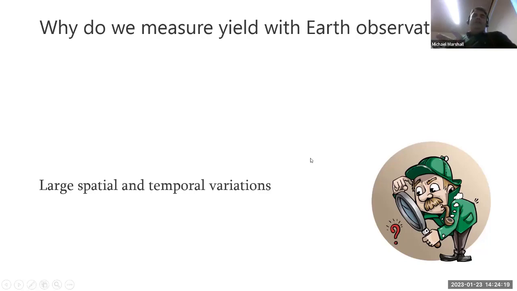So remote sensing, as some of you already pointed out, can account for the large spatial and temporal variations in crop yield, which we see.